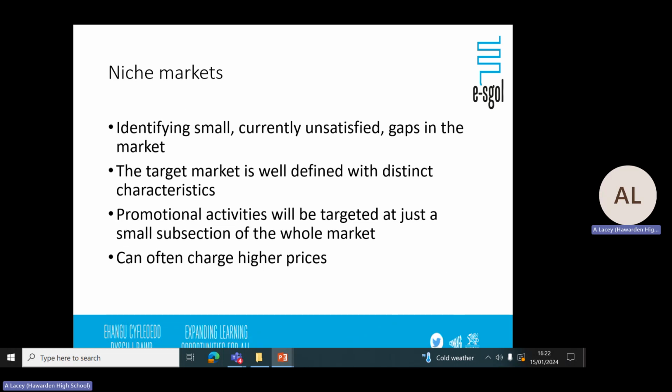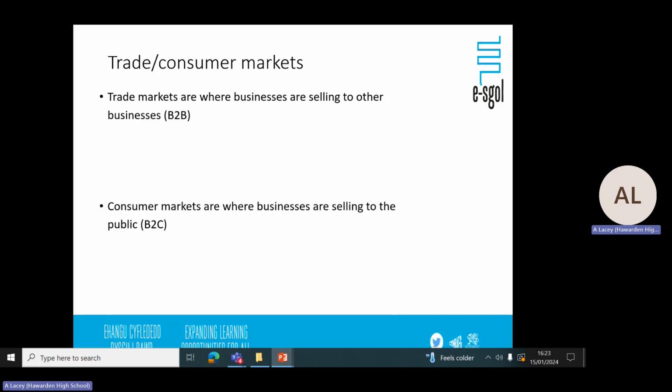Your niche market is where you're identifying small, currently unsatisfied gaps in the market. The target market is well defined with distinct characteristics. Promotional activities are targeted to a small subsection of the whole market. So you might have things like social media advertising for particular niche markets, based on what they particularly search, and you can often charge higher prices for your niche market.